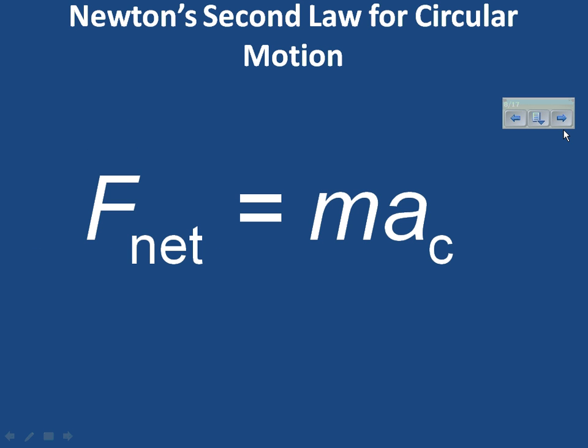You may remember from Newton's second law that force equals mass times acceleration, and net force is the same as unbalanced force, which is the same as summation of forces, and that produces an acceleration on your mass.